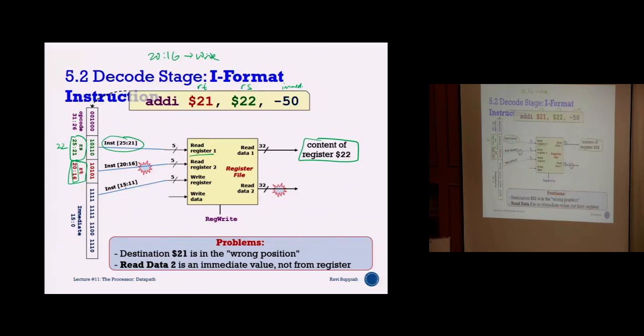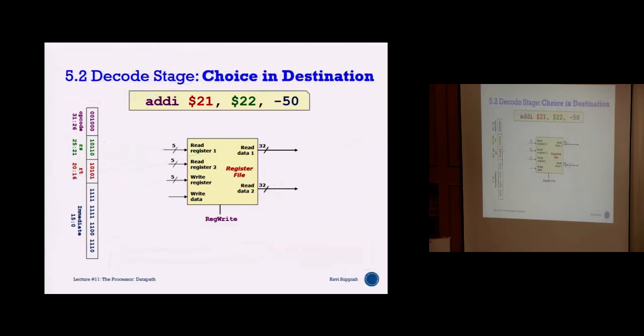You can see that 15 to 11 now also doesn't make sense, because 15 to 0 is 16-bit data. Correct? 15 to 11 does not hold anything. It's just part of the immediate value which you can't do anything with. So I need to make some changes to the processor to accommodate the I-type instruction. So what do I need to do?